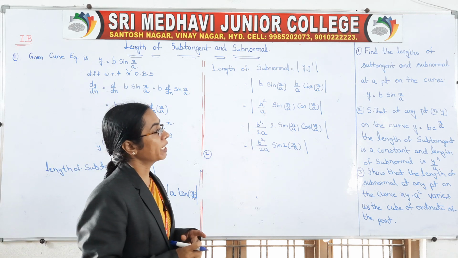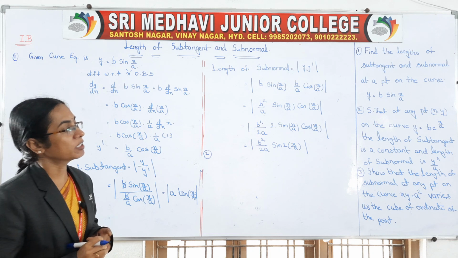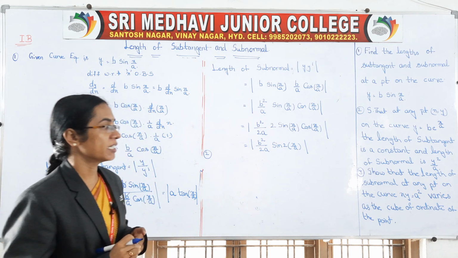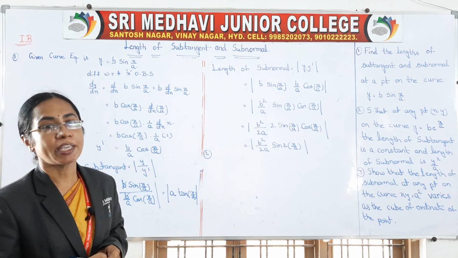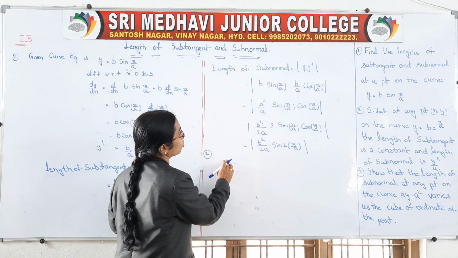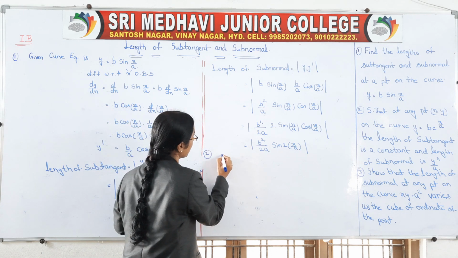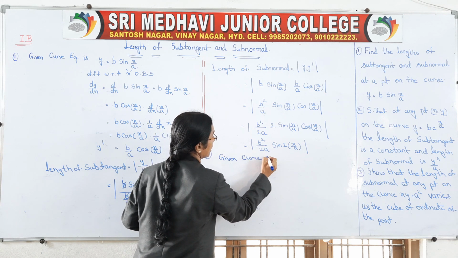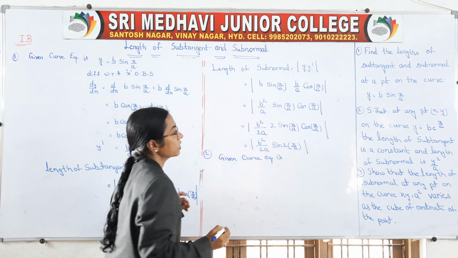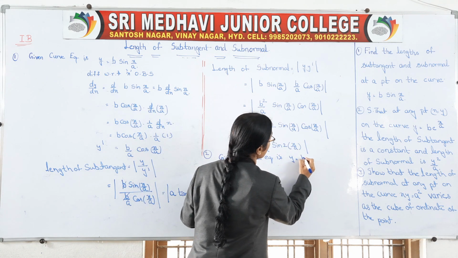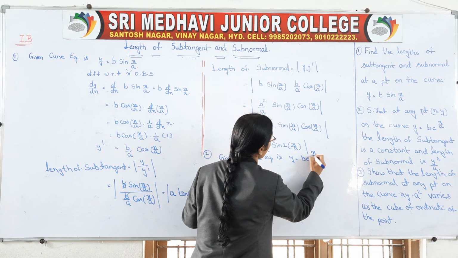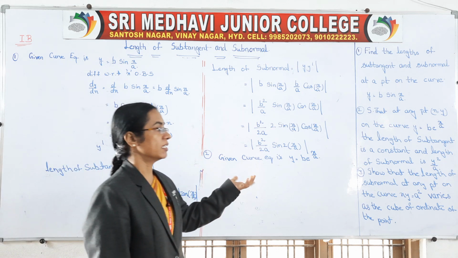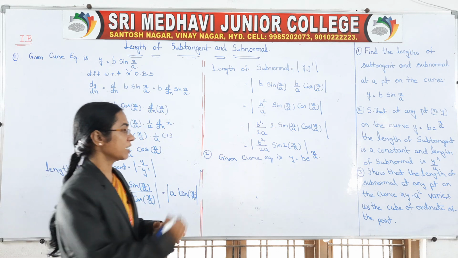Show that at any point x comma y on the curve y is equal to b into e to the power of x by a, the length of subtangent is constant and length of subnormal is y square by a. So the given curve equation is y is equal to b into e to the power of x by a. To get our length of subtangent and subnormal we need the y dash value.